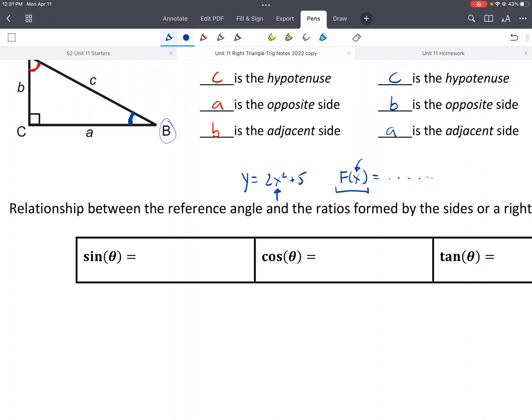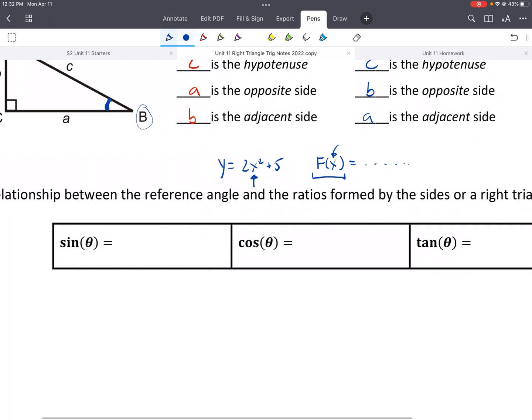It's kind of the same thing when we talk about trig functions. So here we have these three trig functions. We have sine, spelled S-I-N-E. We have cosine, and then we have tangent.